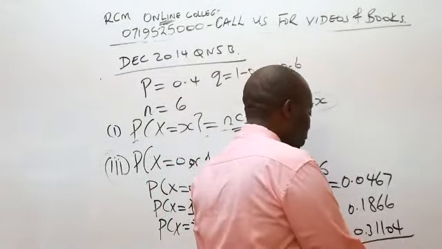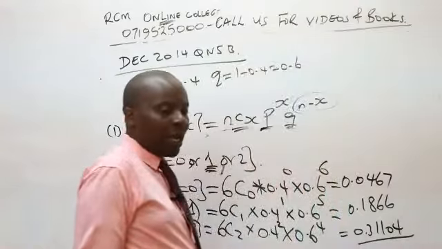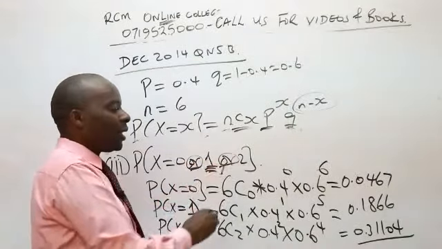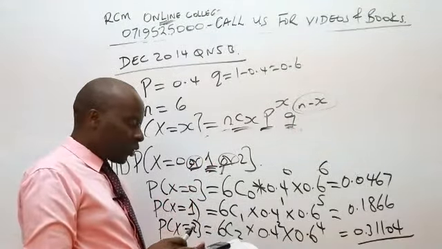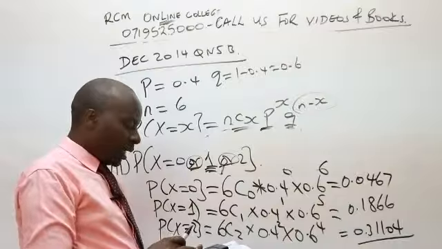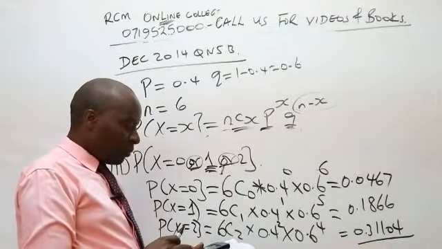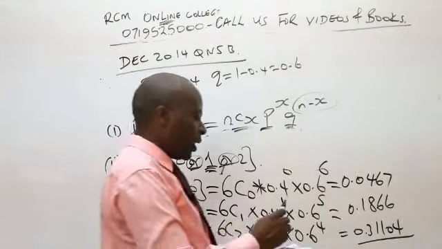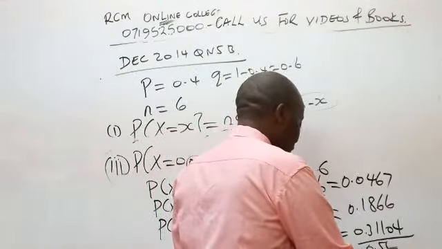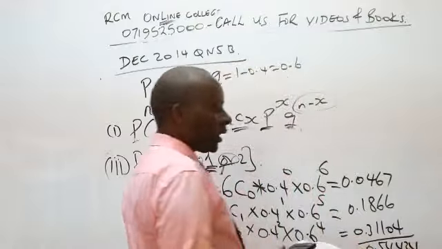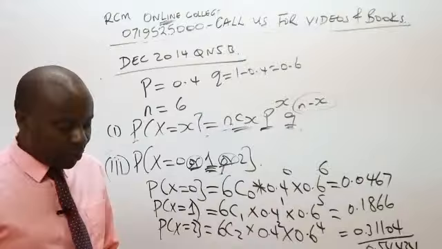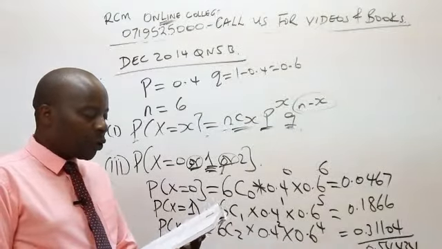0.31104. So what you need to do is to give us the total, because "or" means you are adding. So please add there: plus 0.1866 plus 0.0467. So please give us a figure here, which will be 0.54434, something like that. And that is the probability of X being at most what here? At most 2.